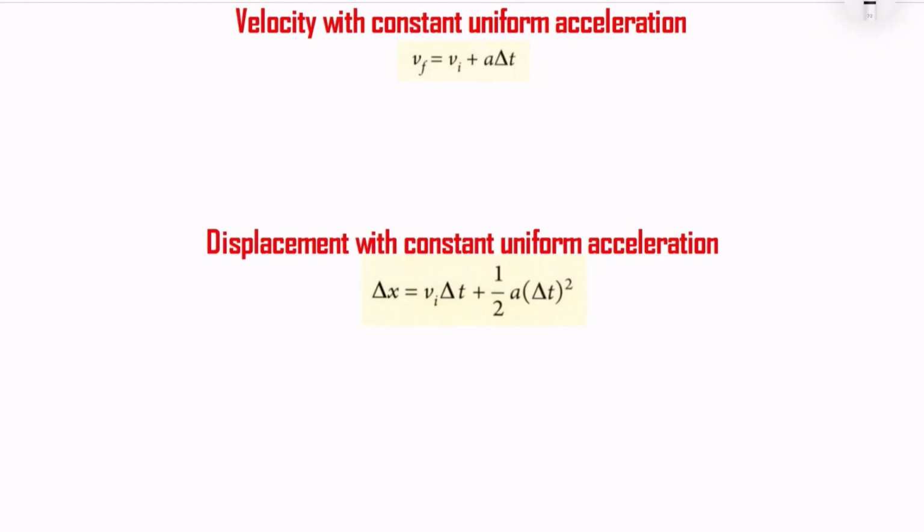As I told you about the uniform acceleration, we are going to discuss 4 formulas. Well, now the second one, velocity with constant uniform acceleration. So this is the second formula. It is v final equals v initial plus acceleration multiplied by the time.